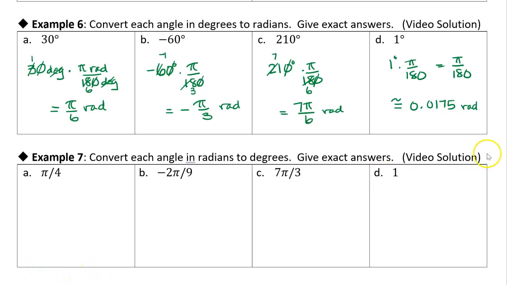All right, so in example 7, we're going to take these angles in radians and convert them to degrees. Let's see, I gotta turn the pen on here. All right, so now this is pi over 4 radians. Like I said before, if it doesn't have a unit on it, and it's an angle, then we're going to assume it's radians. So we have pi over 4 radians, and we'll just go ahead and write radians here.